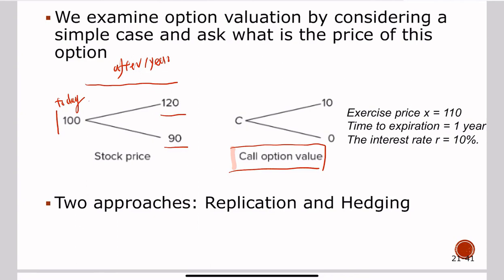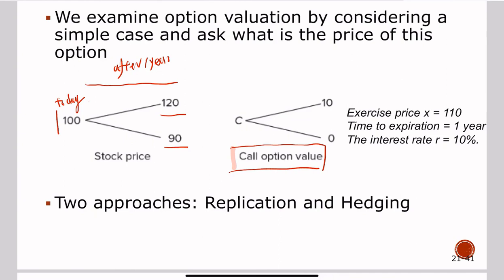Now, one thing you can see here is you don't have probabilities. You only know the possible results, 120 or 90. But you don't know what's the probability of getting 120. Right?